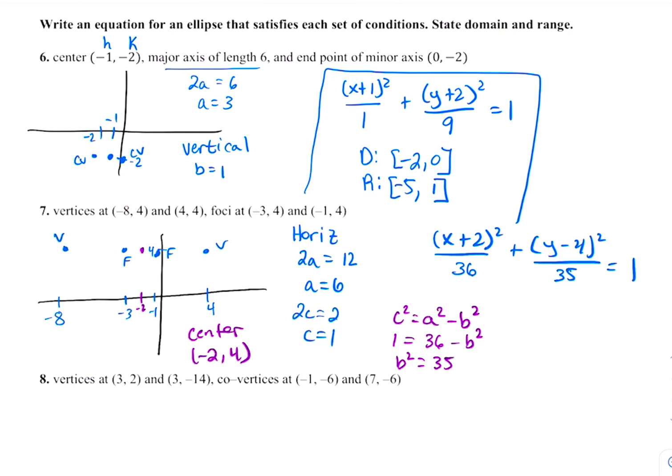And then the question is asking for the domain and range. So the domain is between the two vertices, since that's from left to right. So it's going to be from -8 to 4.